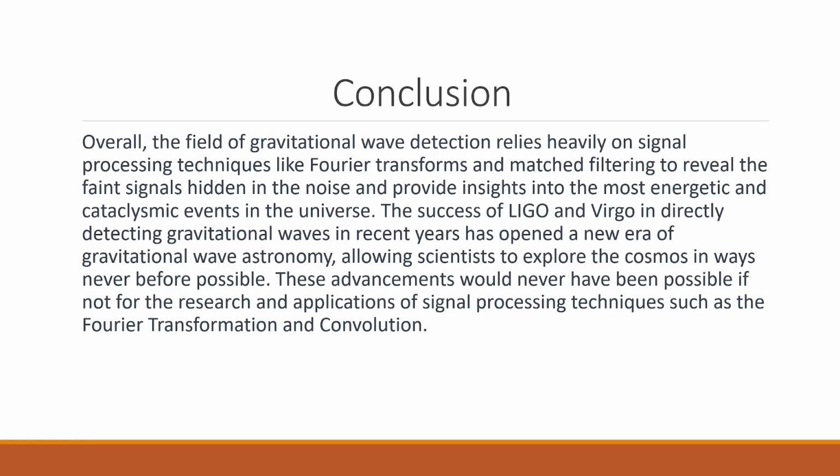This leads us into our conclusion. Overall, the field of gravitational wave detection relies heavily on signal processing techniques like Fourier transforms and matched filtering to reveal the faint signals hidden in the noise and provide insights into the most energetic and cataclysmic events in the universe. The success of LIGO and Virgo in directly detecting gravitational waves in recent years has opened a new era of gravitational wave astronomy, allowing scientists to explore the cosmos in ways never before possible. These advancements would never have been possible if not for the research and applications of signal processing techniques such as the Fourier transform and convolution.